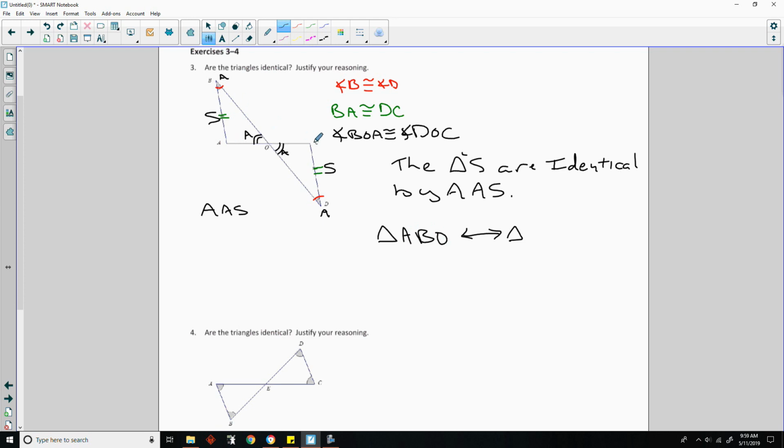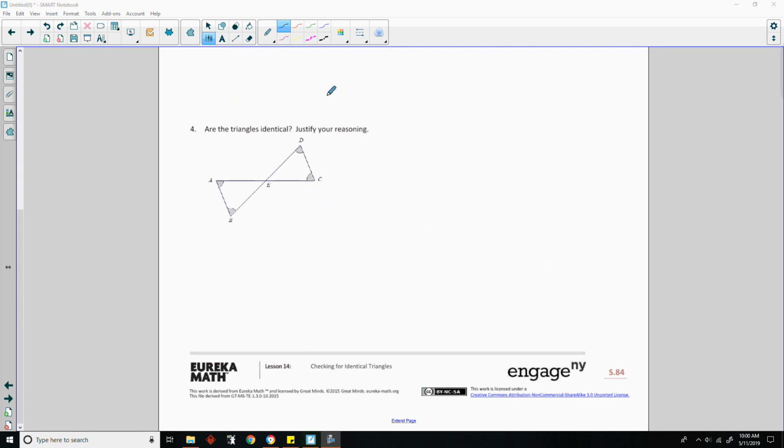And A corresponds to C, B corresponds to D, and that leaves O last again. So triangle ABO corresponds to triangle CDO. Okay, number 4.